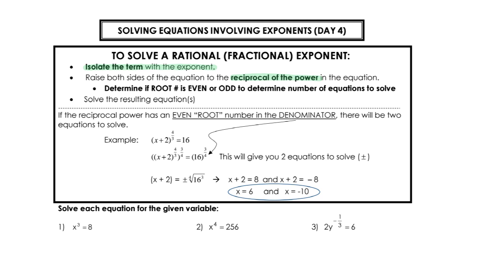Okay, we do have to remember one thing that's here in bold. Determine if the root number is even or odd. Determine the number of equations to solve. So when we have an even root, we have to remember that there's actually two answers.